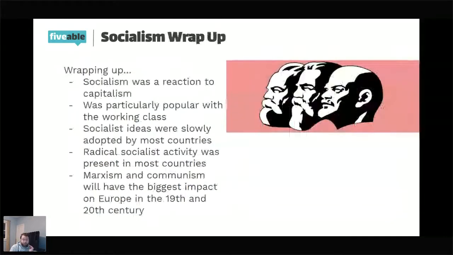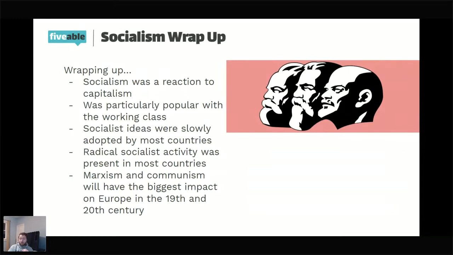So, wrapping up, and I know we talked about a lot, but I tried to make it a logical arc. Socialism was a reaction to capitalism through and through. It was particularly popular with the working class. They are going to be the ones that are most susceptible to socialist ideas, which should make a lot of sense.